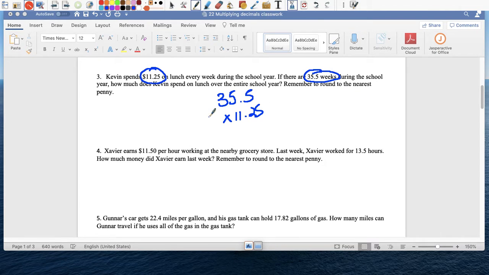Times 11.25. There's one decimal place, and there's two decimal places for a total of 3 decimal places. So we're going to multiply. 5 and 5 is 25, 27, 17. We're going to add a 0. 2 times 5 is 10. 2 times 5 is 10, 11, and then 7.